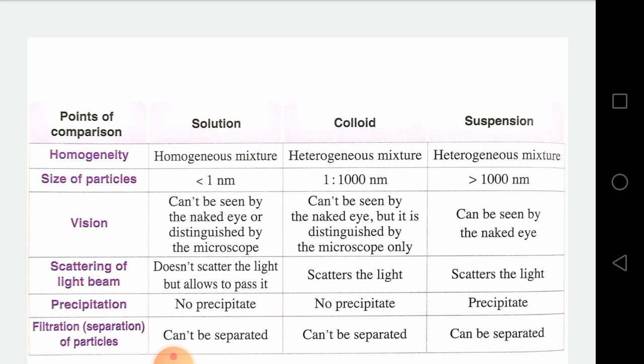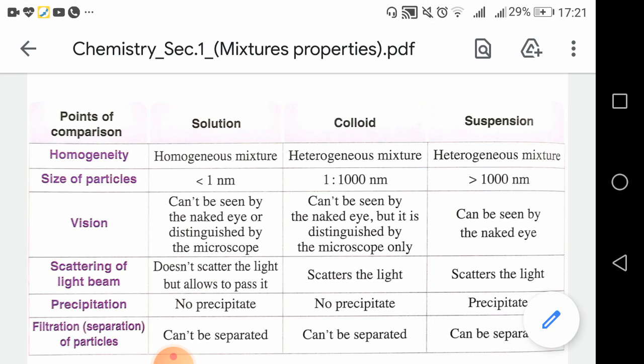Now, the second point of comparison is the size of particles. This is the most important point of comparison between them, because this is the point which affects all other properties of solutions, colloids, and suspensions. So all the properties of solution, colloids, and suspension depend on this point, the particle size.